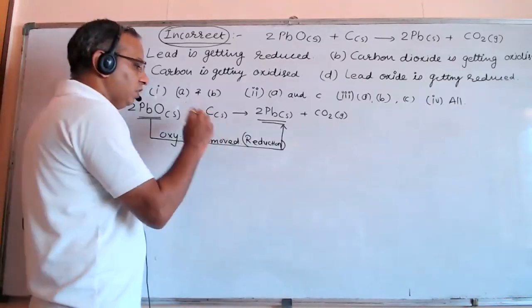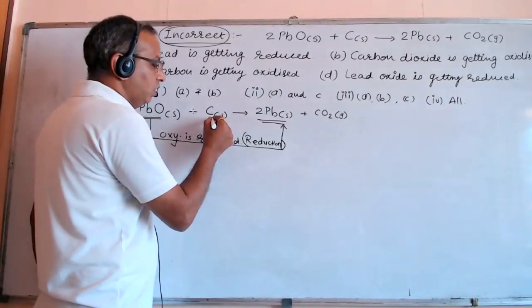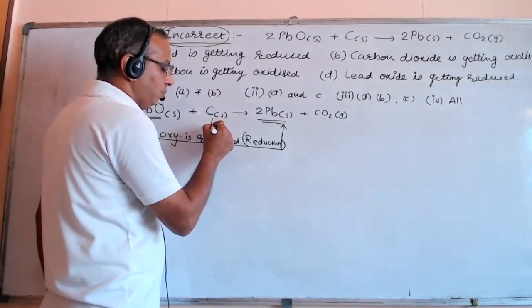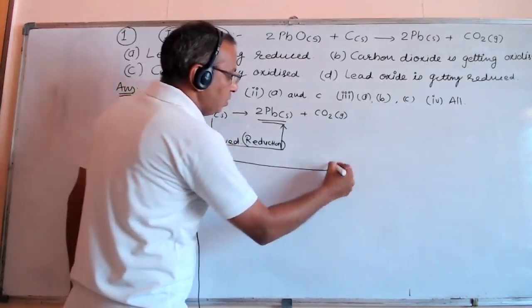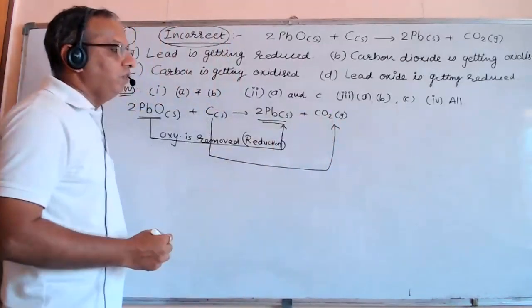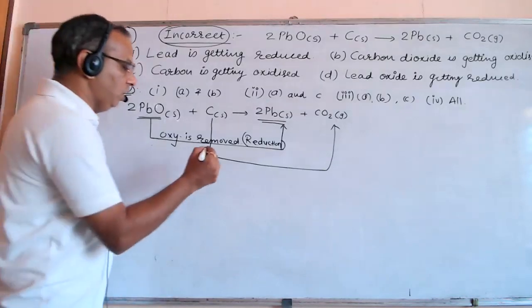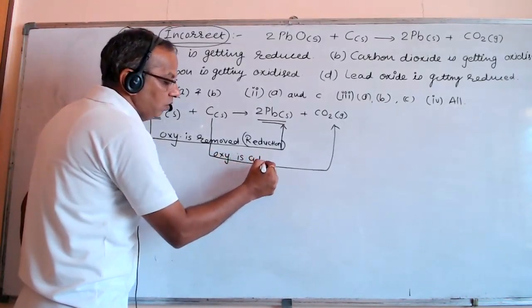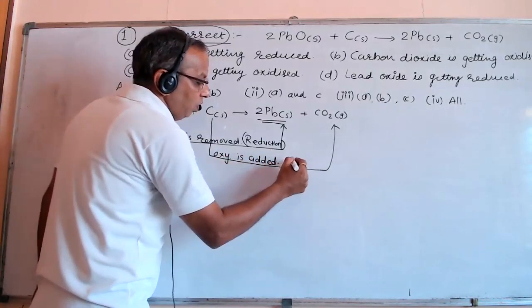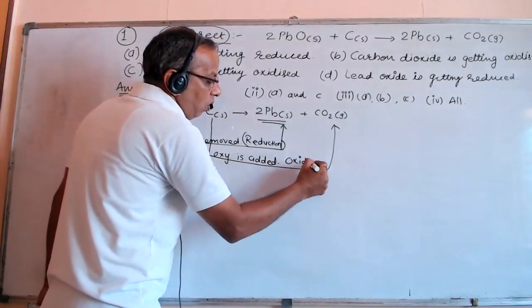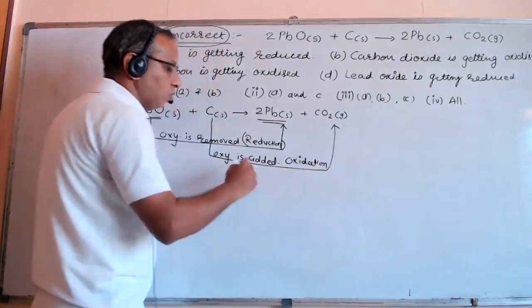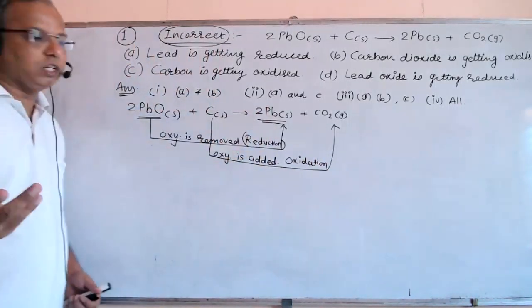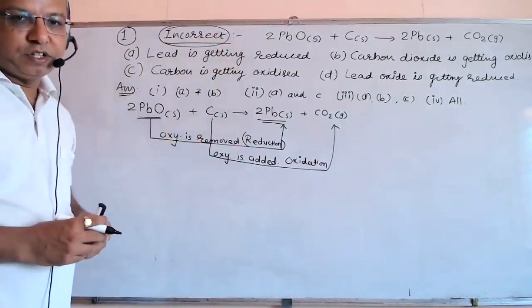Second thing, friends, is this carbon is converted into carbon dioxide. Here we can say oxygen is added, which is called oxidation. So this is the basic thing. Now let's check the statements given.